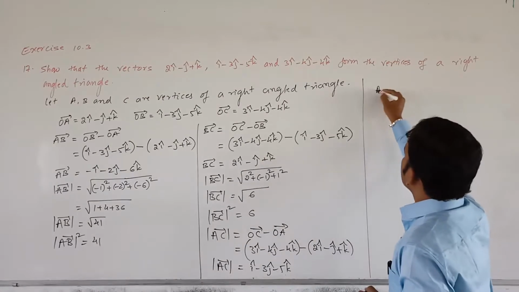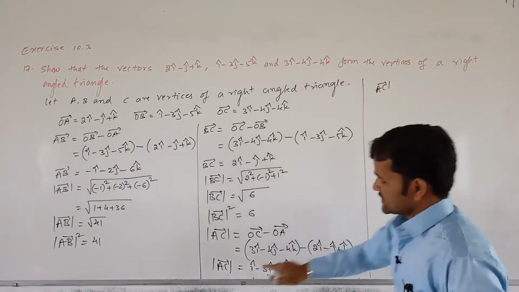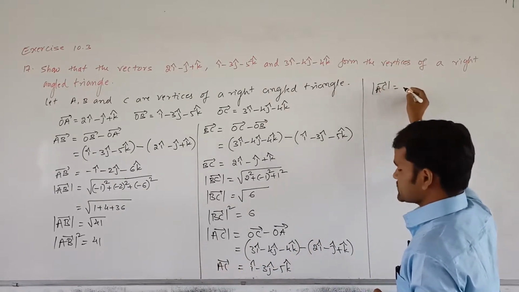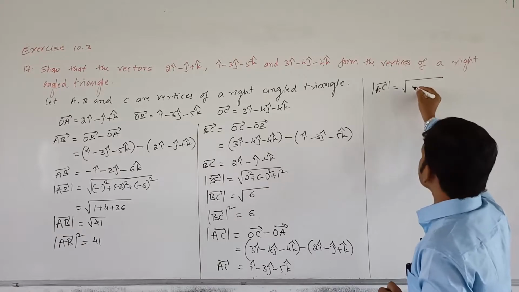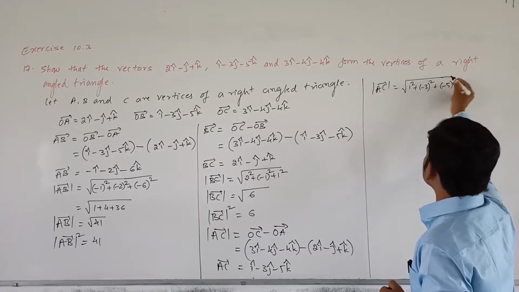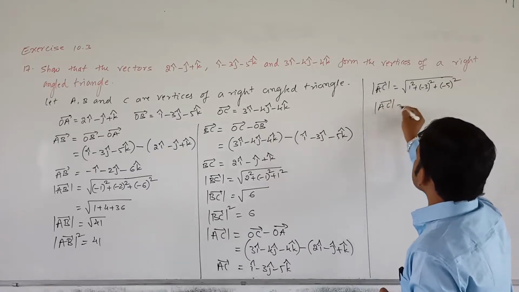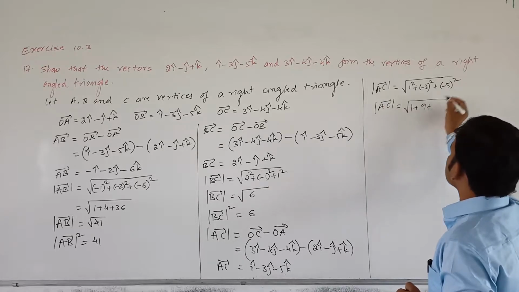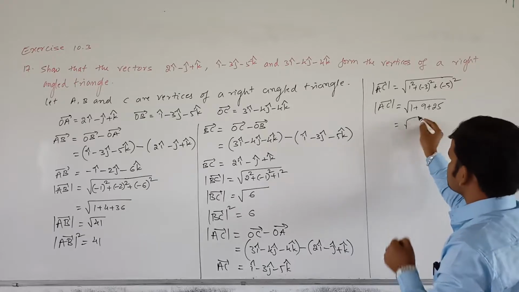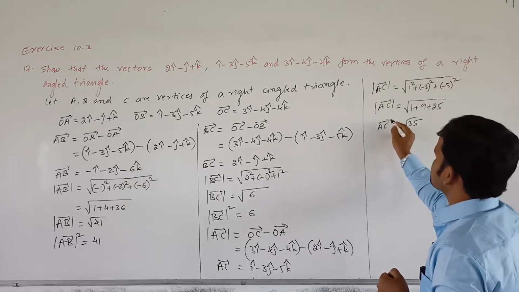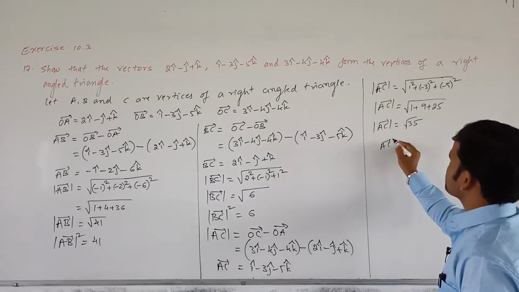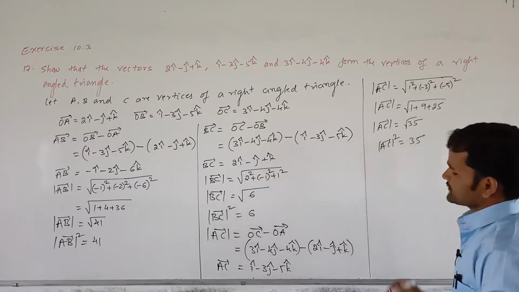Now, magnitude of vector AC, it is the vector AC, we should not read it as modulus. Magnitude of vector AC is equal to square root of 1 square plus minus 3 square plus minus 5 square, which is square root of 1 plus 9 plus 25. 1 plus 9, 10 plus 25. This is square root of 35. This is the magnitude of vector AC. Now squaring on both sides, magnitude of vector AC square is equal to 35.